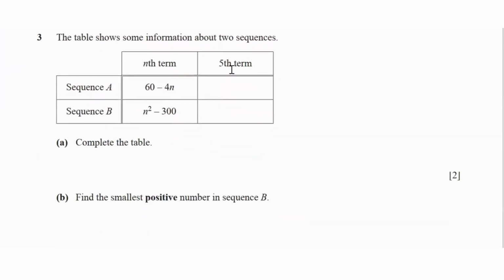Question 3 says, the table shows some information about two sequences. There's a sequence A and there's a sequence B. We have the nth term for both the sequences, and they want us to find the fifth term. So substitute n as 5: 60 minus 4 times 5, which is equal to 40, and 5 squared minus 300, which is equal to negative 275. So that is your answer.